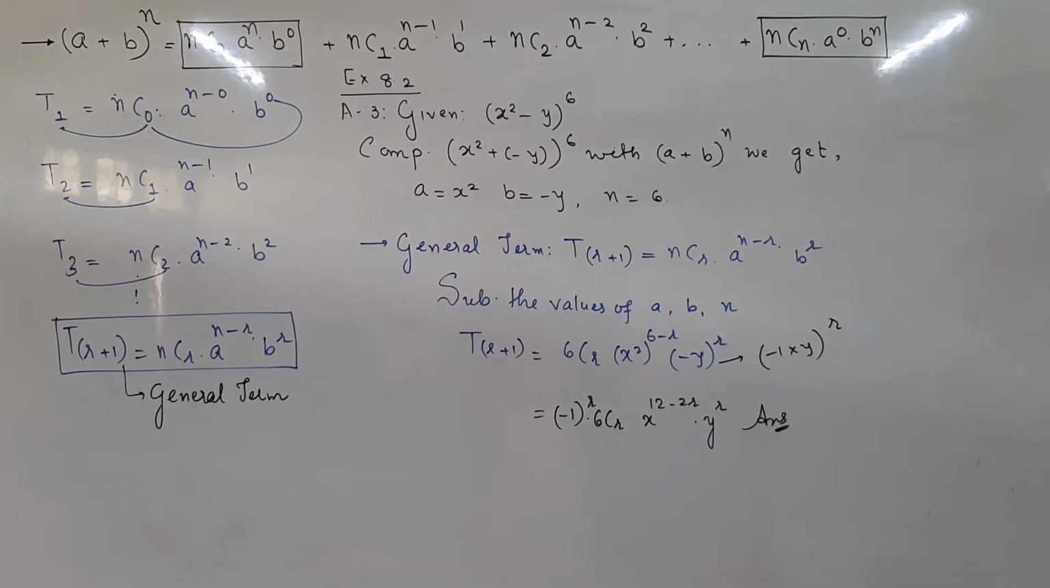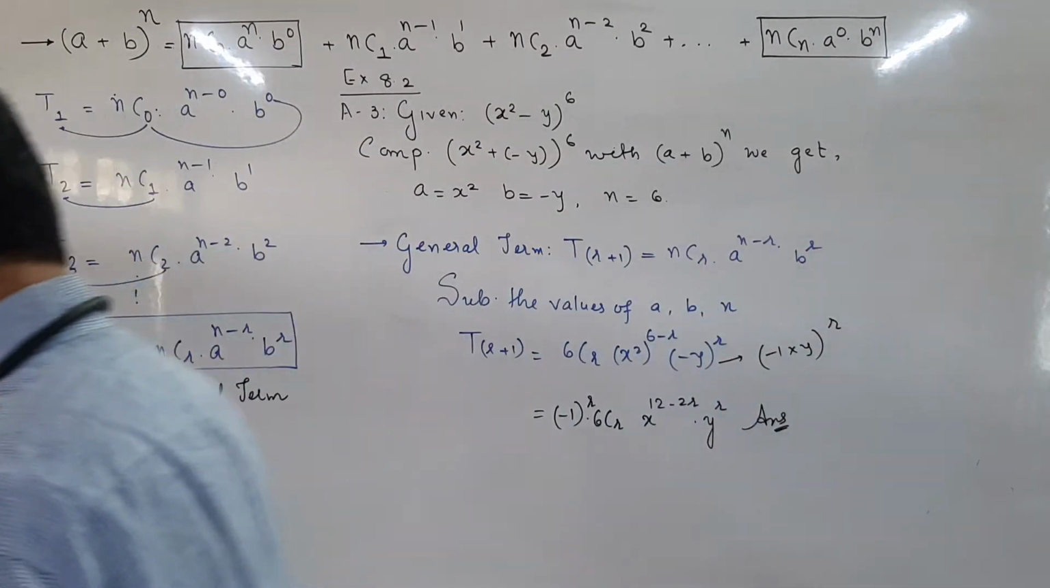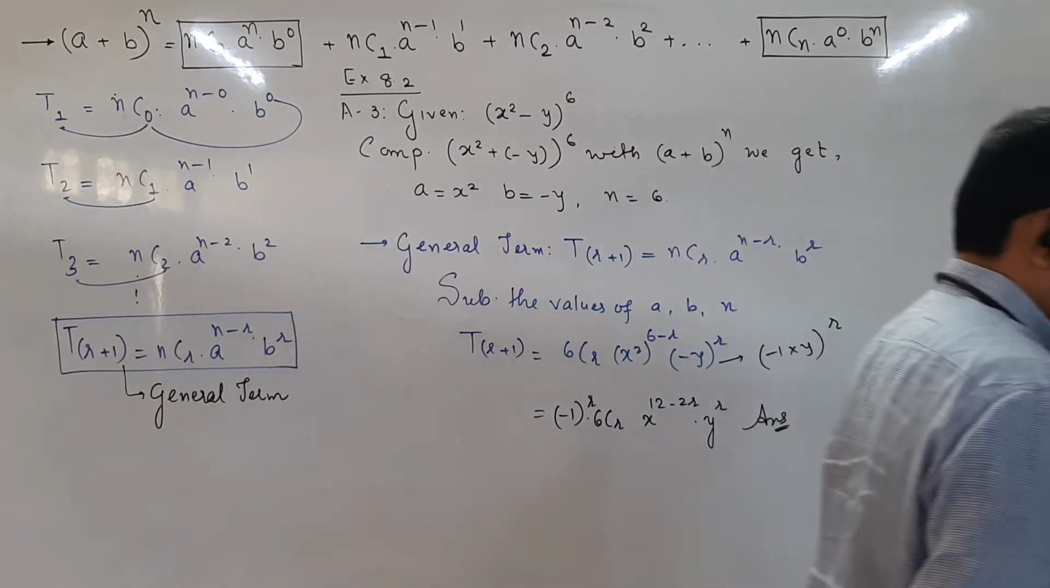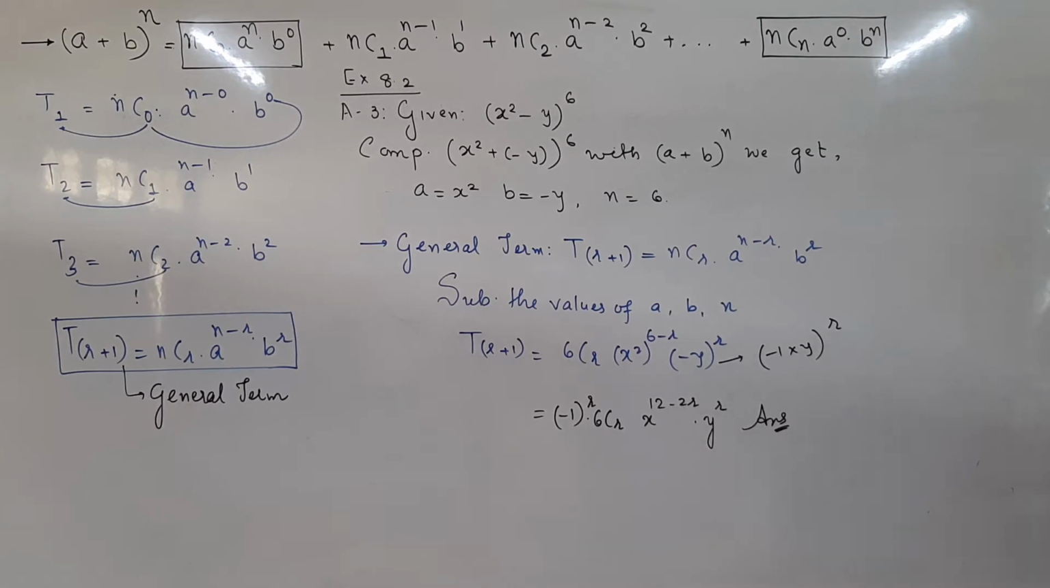So students, the general term sums are very easy. It is like an algorithm. The first step, you compare the given expansion with (a plus b) to the power n and note down the values of a, b, and n. In the second step, you write the formula for the general term, and in the third step, substituting the values of a, b, and n, and simplifying with the base of power and indices, we get the answer. Okay, let us do the fourth sum.